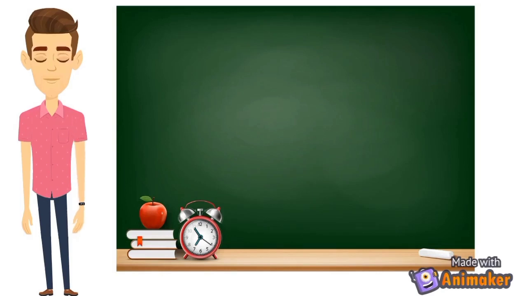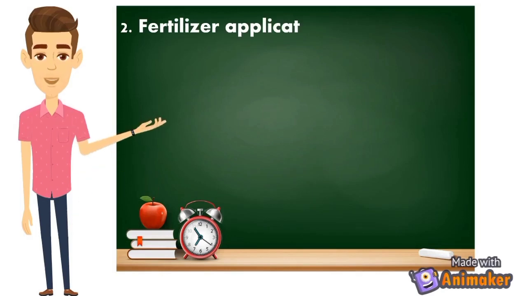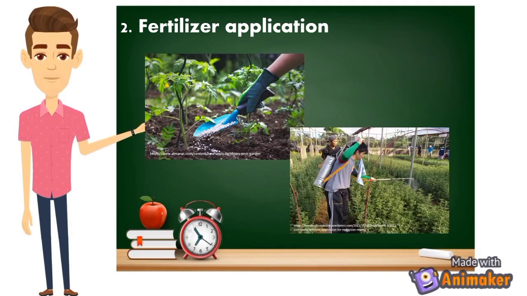Next, fertilizer application. Of course, plants cannot survive or cannot produce more fruits, flowers if you will not put fertilizer. Of course, we need fertilizer. Ayan po. Fertilizer application. Fertilizer applications can be done by granules or by drenching, or it can be done by foliar application or by spraying.